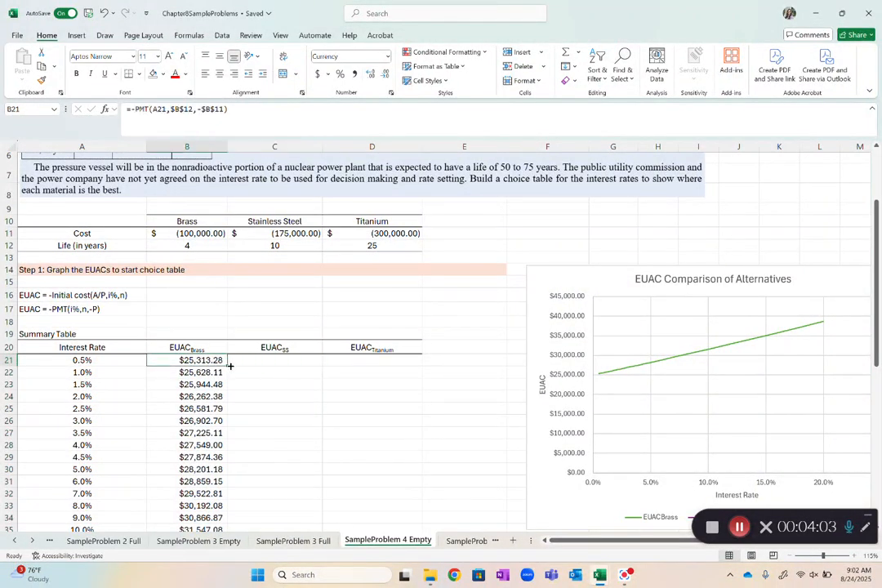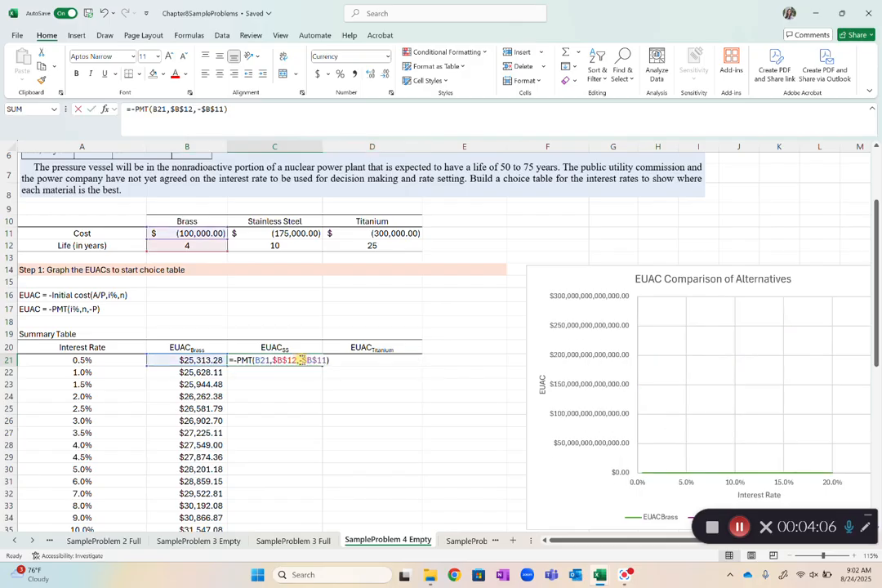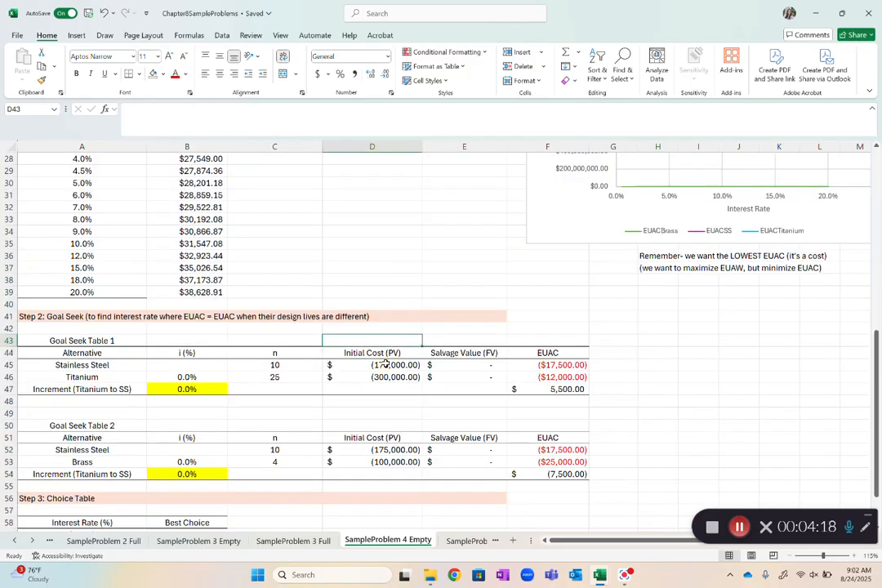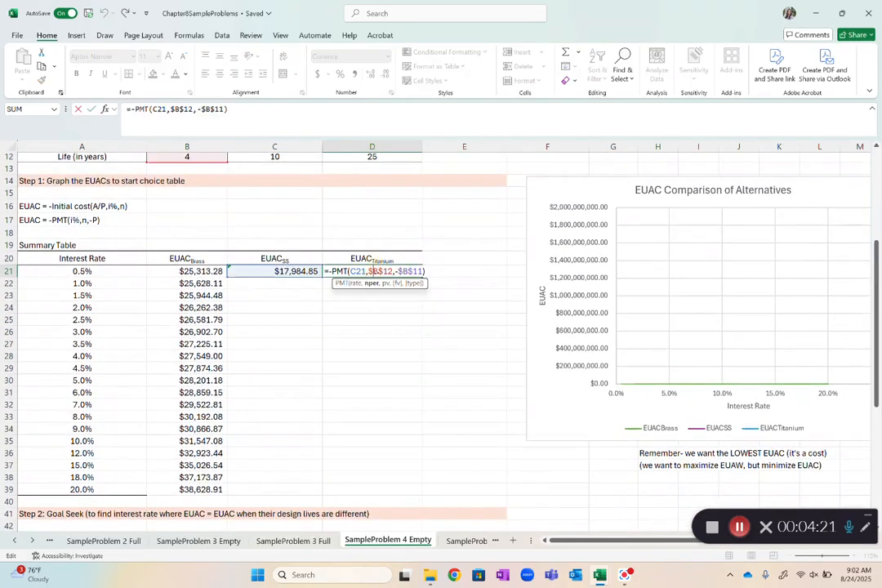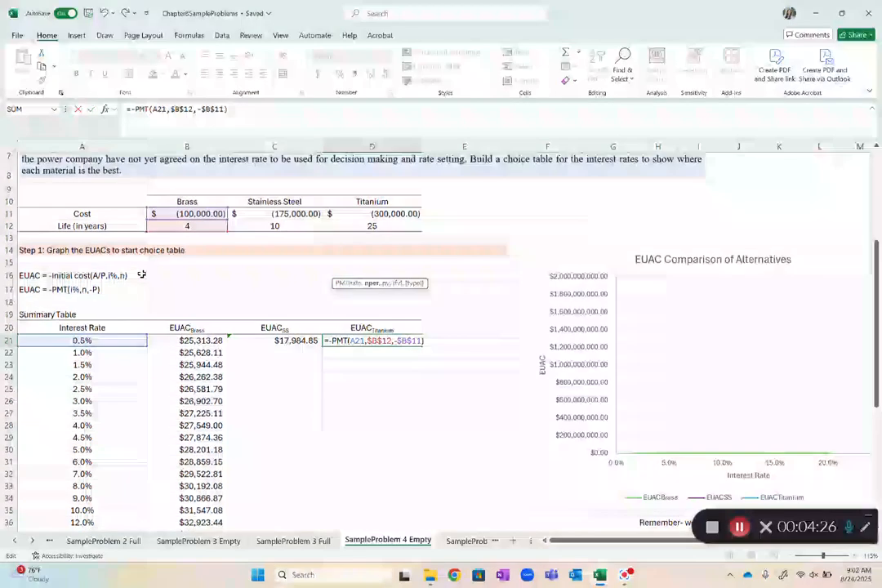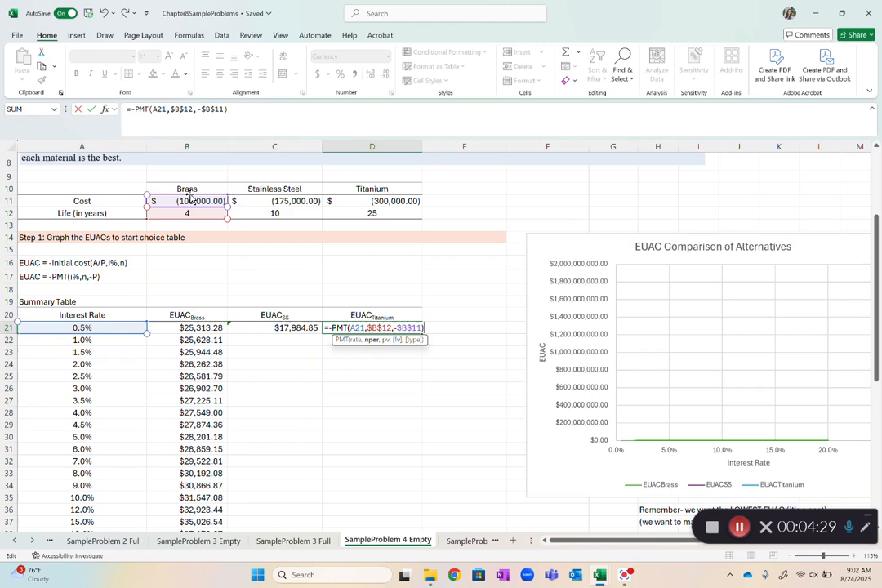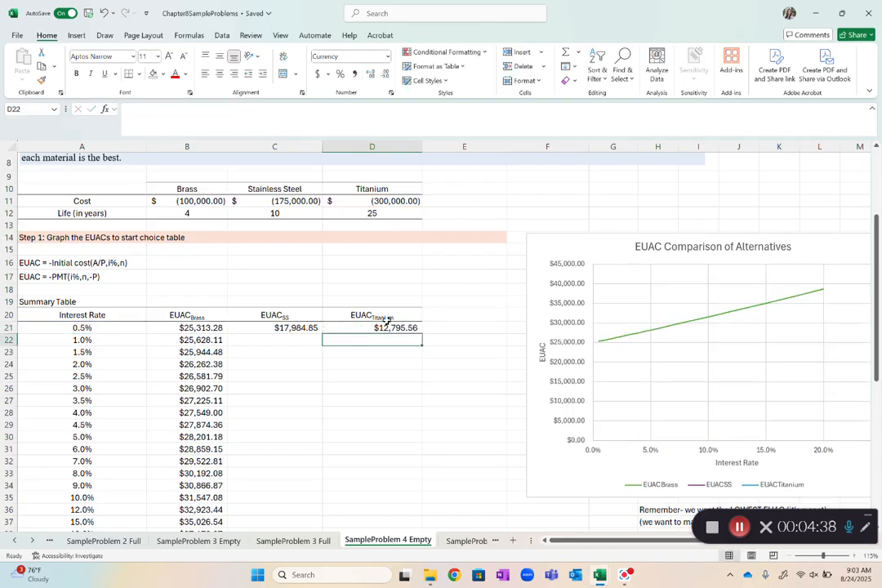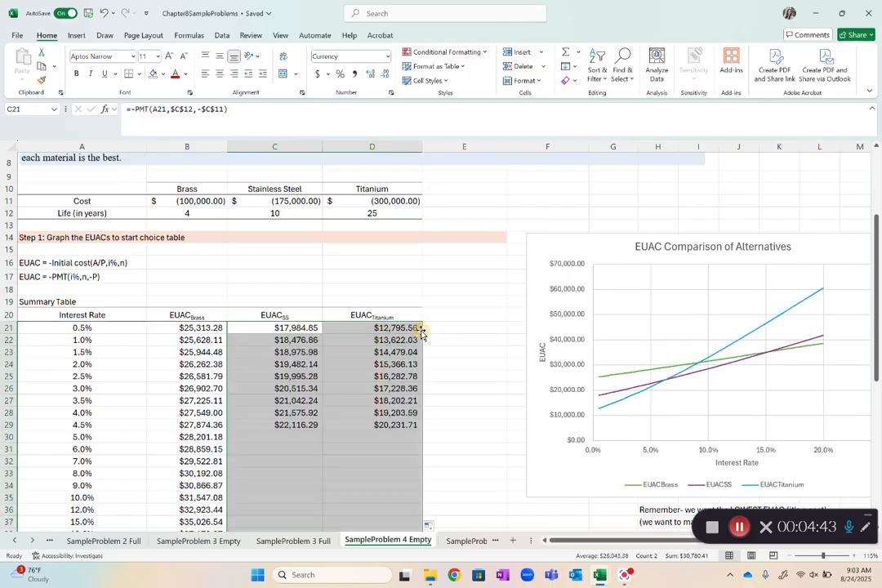Okay, so now I'm going to do these other two at the same time because I can. So I'm going to still reference my interest rate, my stainless steel, and my design life. And then here, I'm going to do the same thing, just make sure it's referencing the right things. So I'm going to drag these over so they're referencing titanium. Okay, so then I will drag those two down.